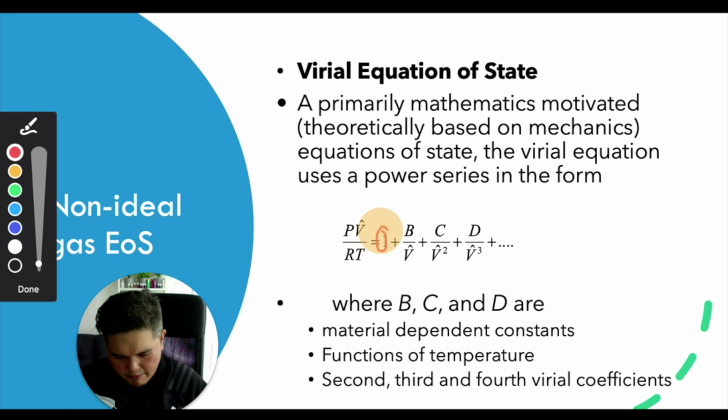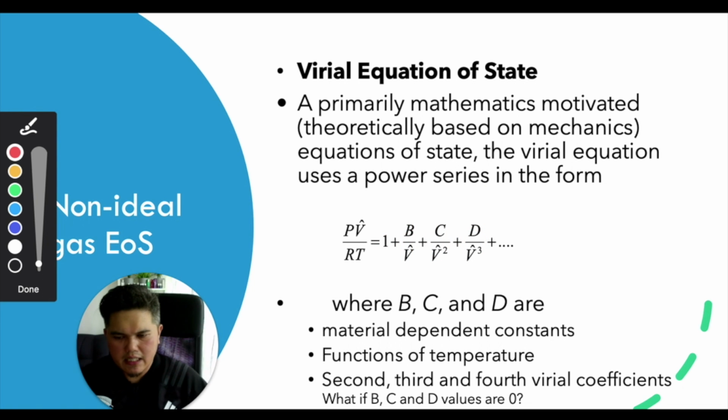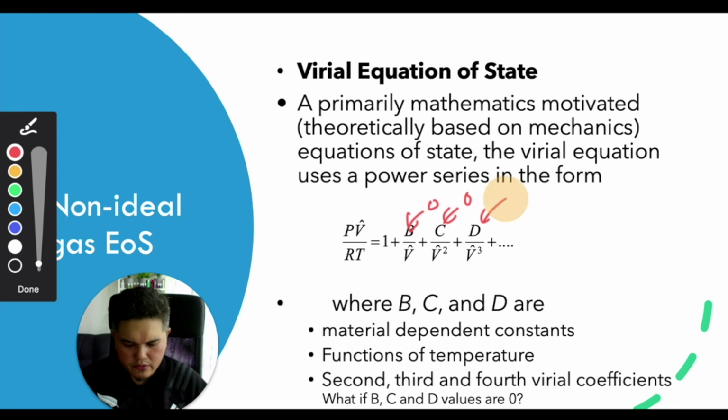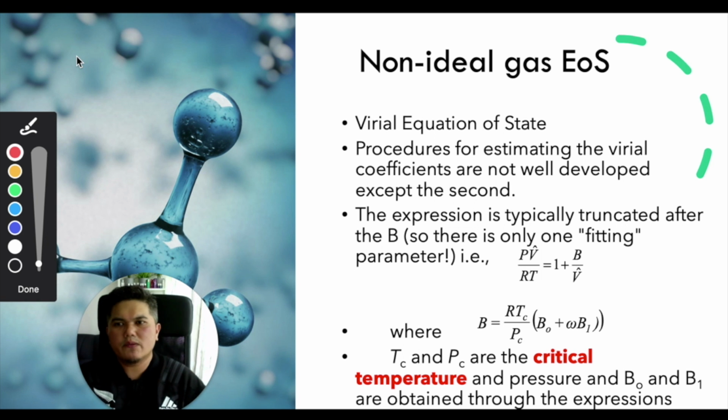So this is the first virial coefficient, second, third and fourth. What if B, C and D's values are 0? So if let's say you start substitute, this is 0, this is 0, this is 0, so you will just immediately get PV equals to RT. And V prime, the specific molar volume, is V over n, so actually you just get PV equals to nRT.